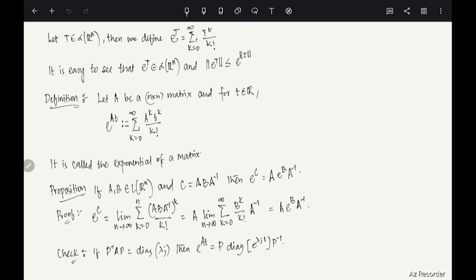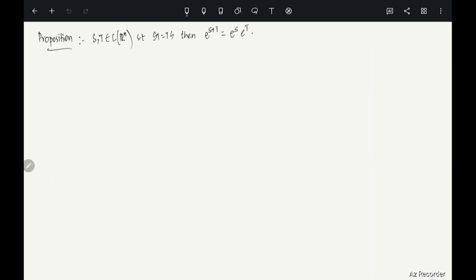If A is an n cross n matrix, e power At is basically a matrix, right? For real numbers, e to the power a plus b is nothing but e to the power a times e to the power b. We can write it like this for real numbers. But since we are dealing with matrices, the commutative property does not work in general. So e power S plus T is e power S times e power T only if S and T are commutative. Okay, so let's look at the proof.